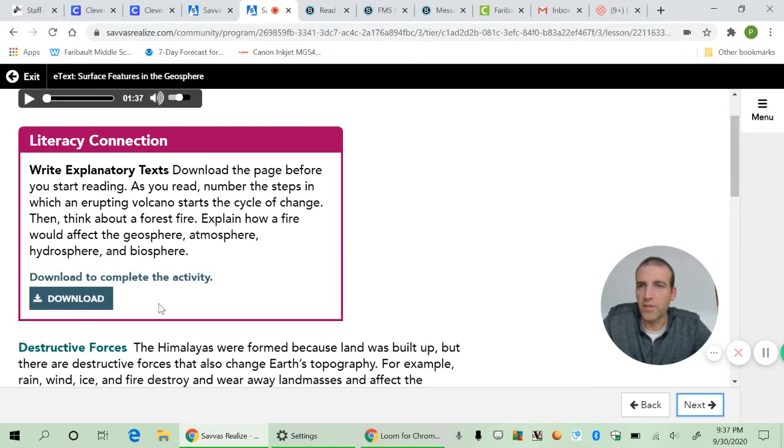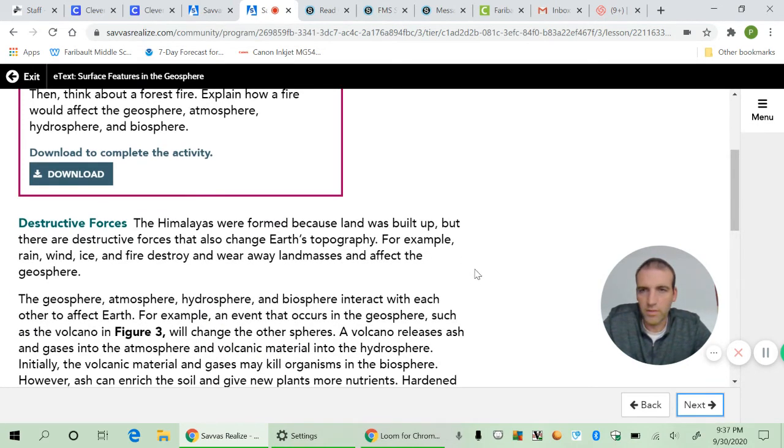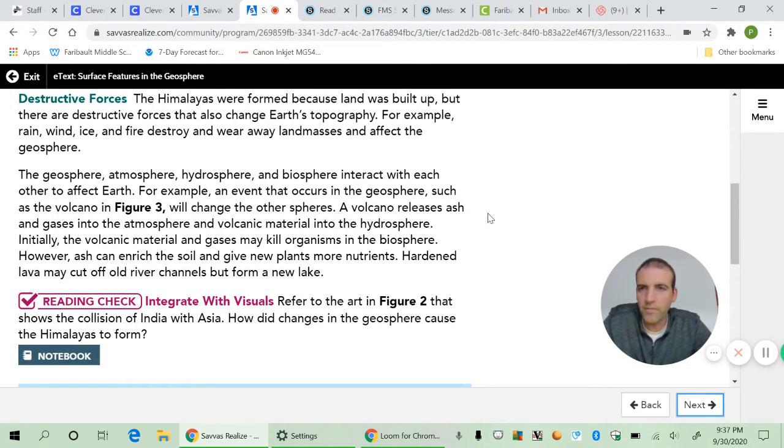Your teacher may ask you to download this literacy connection activity. So they'll let you know if they want you to do that. Next, we're going to get on to destructive forces. And there's a reading check that goes with that, where you're going to be looking back at figure 2, which is the one that was showing how the Himalayas were created. Fill that answer in the notebook again.